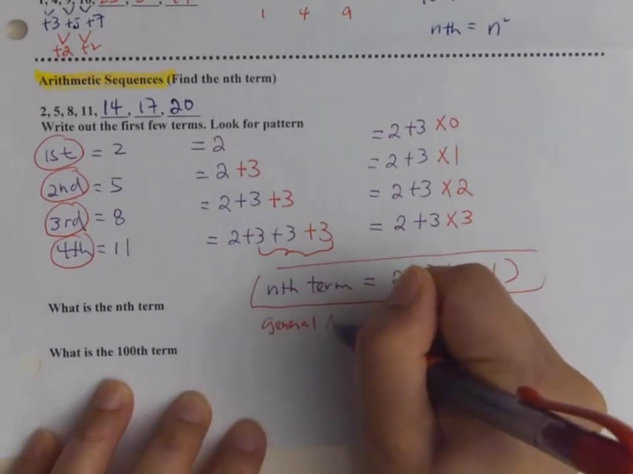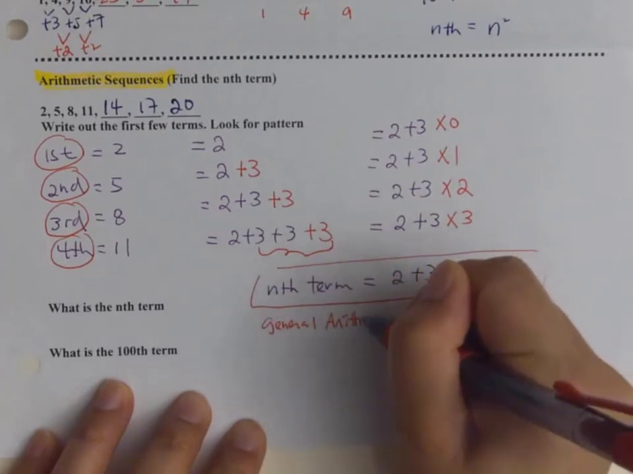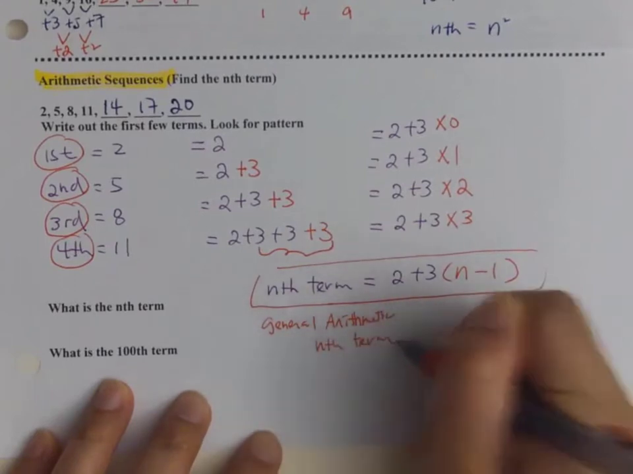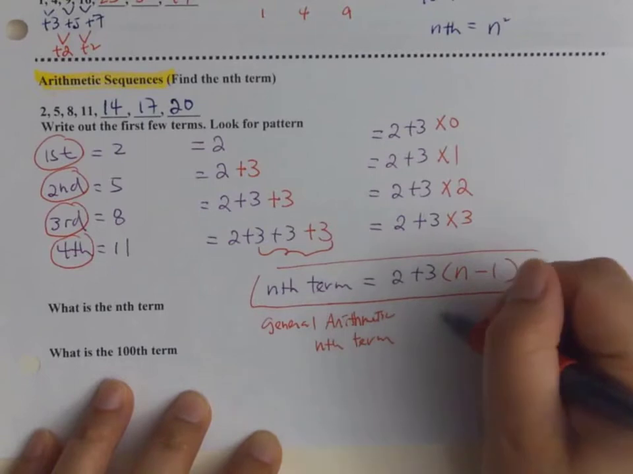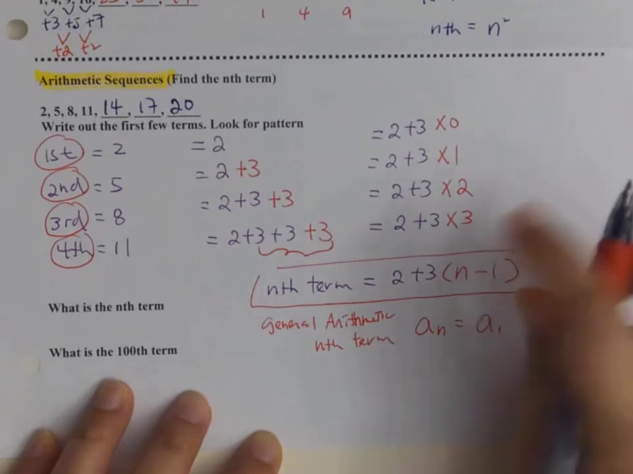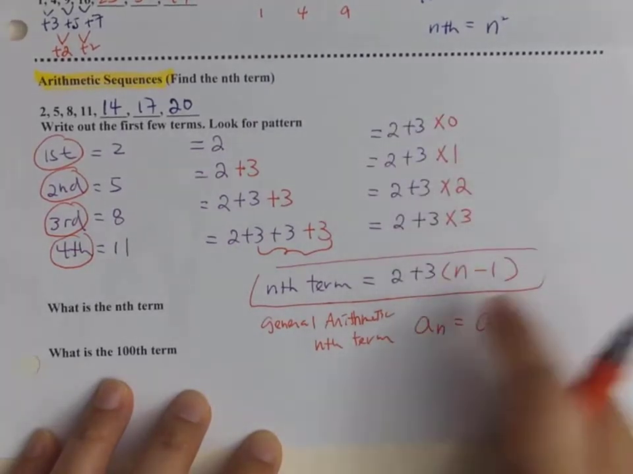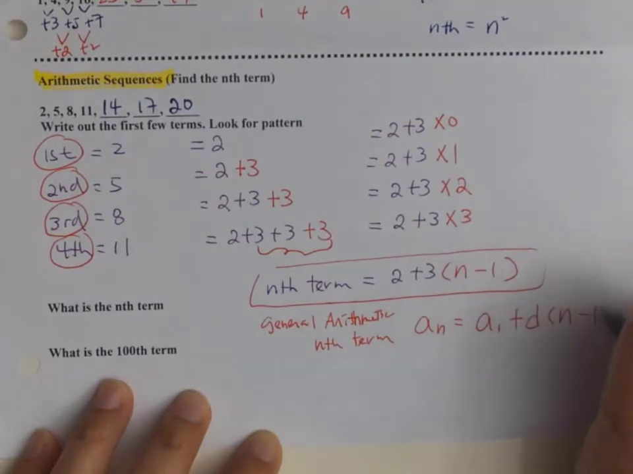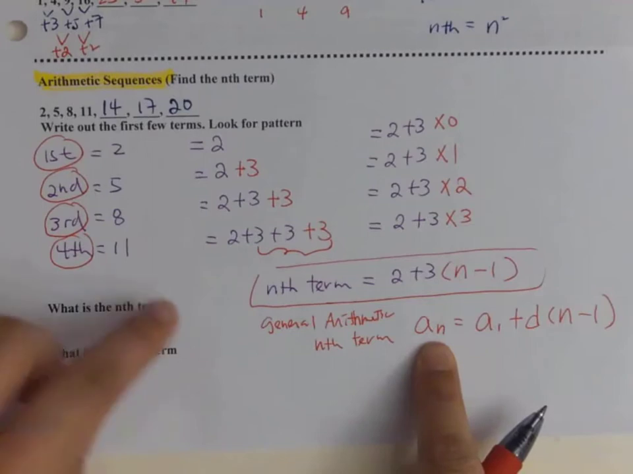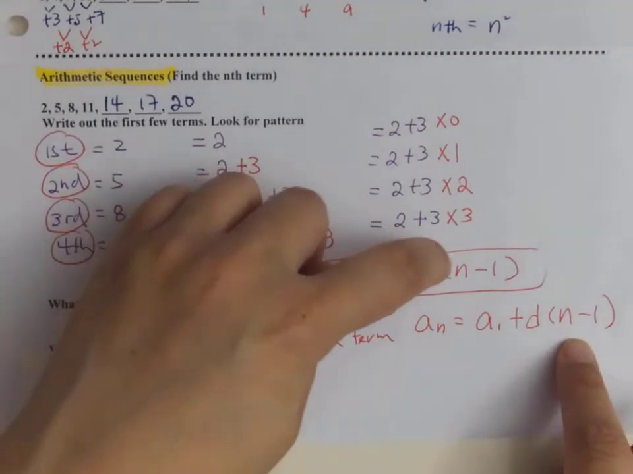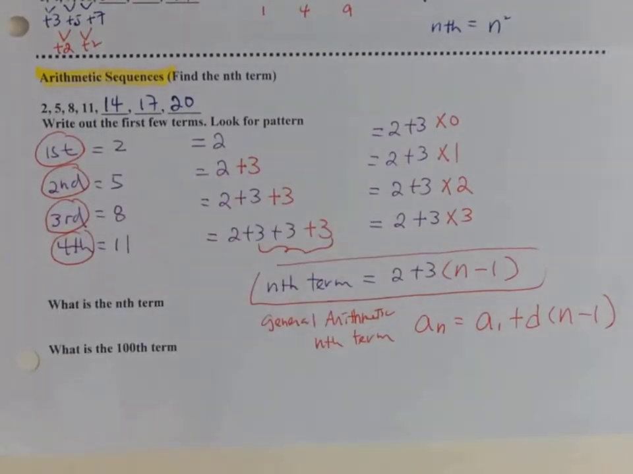So in general, for the arithmetic sequence, if you need to find the nth term, the formula is you use your first term plus the difference between them, so we use d, times n minus 1. So a sub n, the nth term, equals the first term plus the difference times n minus 1. I don't want you to need to memorize it, but that's how the formula comes about.